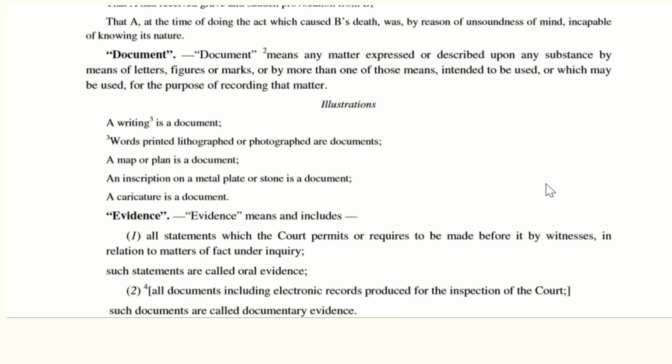Now let us see the illustrations. A writing is a document. Somebody is writing something on paper. That is also a document. Or words printed or photographed, that is also a document. A map or plan is a document. An inscription on a metal plate or stone is a document. A caricature is a document. Many may not know what a caricature is. You would have seen pictures of leaders drawn in a funny way. That is called a caricature. That is also a document.